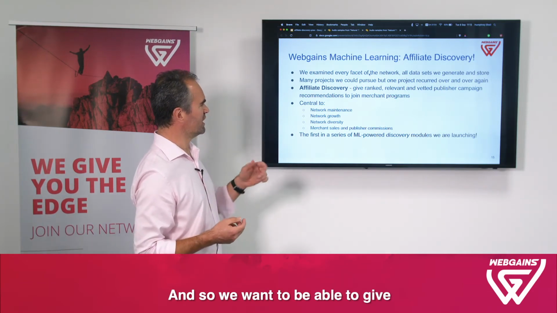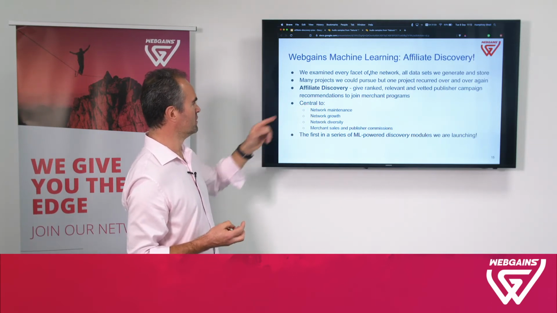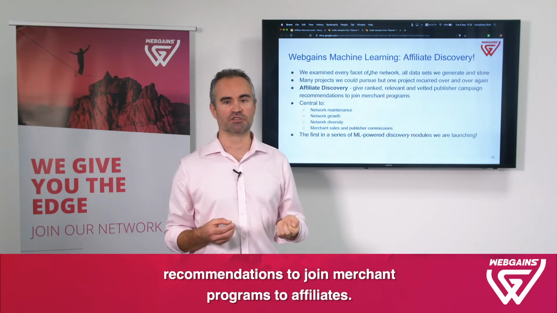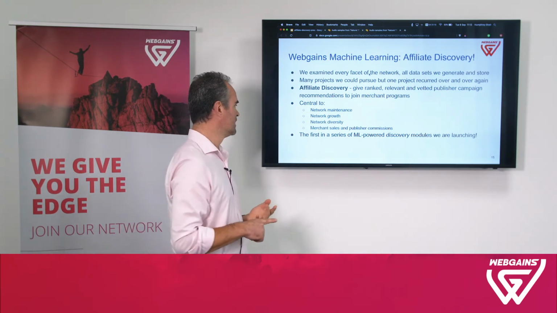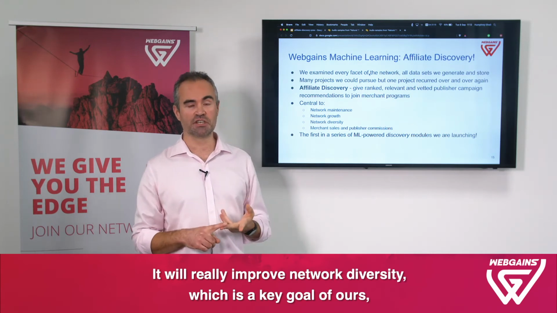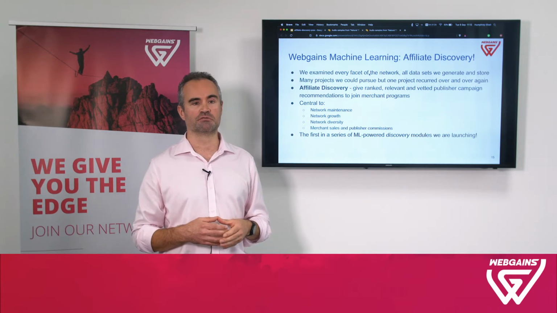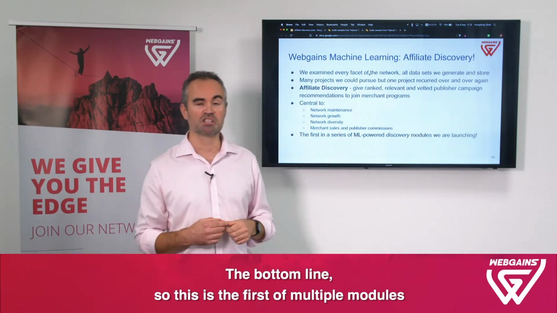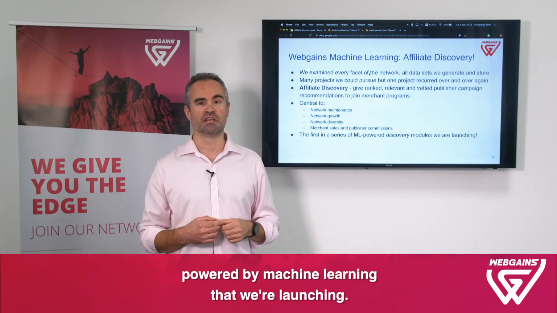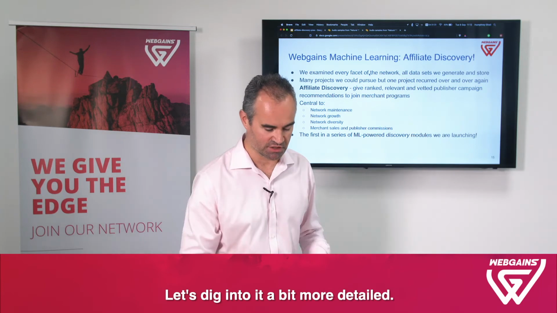So we want to be able to give highly relevant and vetted, in ranked order, recommendations to join merchant programs, to affiliates. So that will help us to maintain and grow the network. It will really improve network diversity, which is a key goal of ours, and it'll help merchant sales and publisher commissions, with the bottom line. So this is the first of multiple modules powered by machine learning that we're launching. So it's the focus of this presentation. Let's dig into it in a bit more detail.